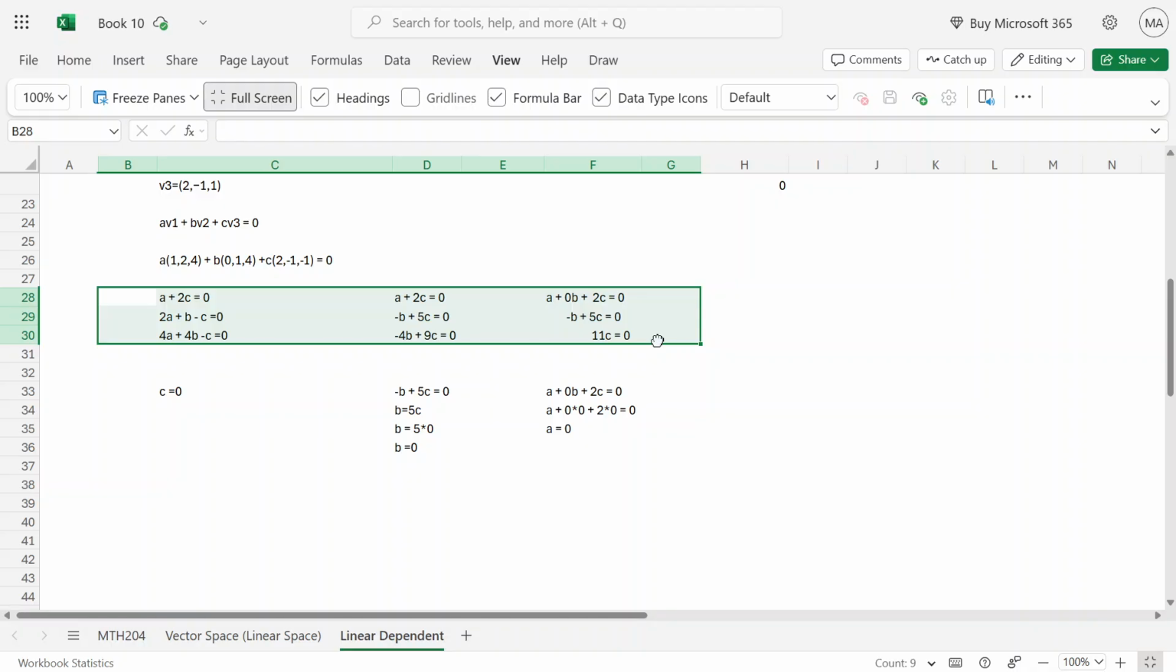So now the next thing, okay, let's just round this up. So this is how to test for linear dependency and independence. So we learn about vector space, and then we learn about how to test for linear dependency of vectors.